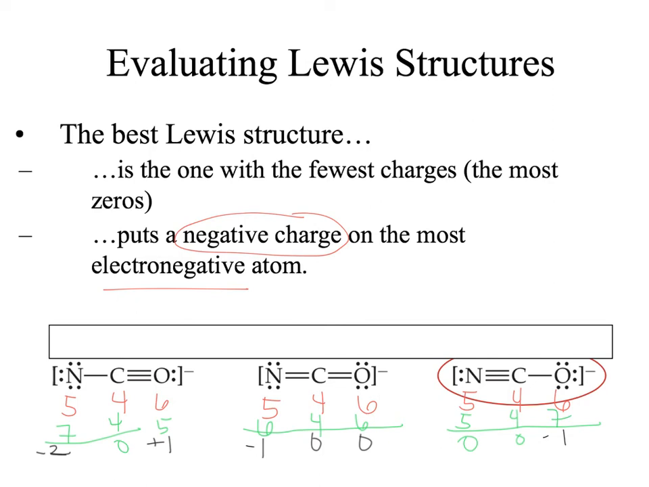So in this case, both this structure and this structure have the fewest charges. They both have 2 zeros. But the difference between this one and this one is that this one puts the negative charge on the more electronegative atom, which is oxygen. So that's why this one is the most likely or the best possible structure, because the negative charge is most likely to be on the most electronegative atom.